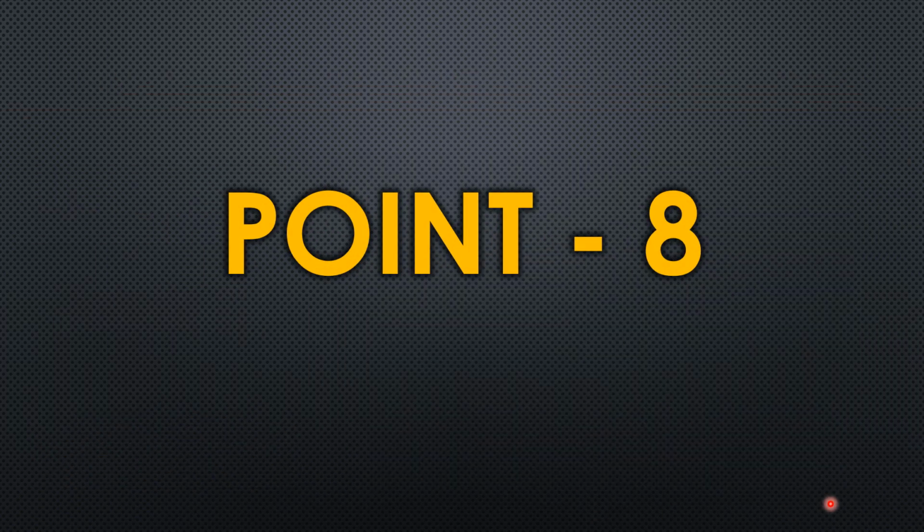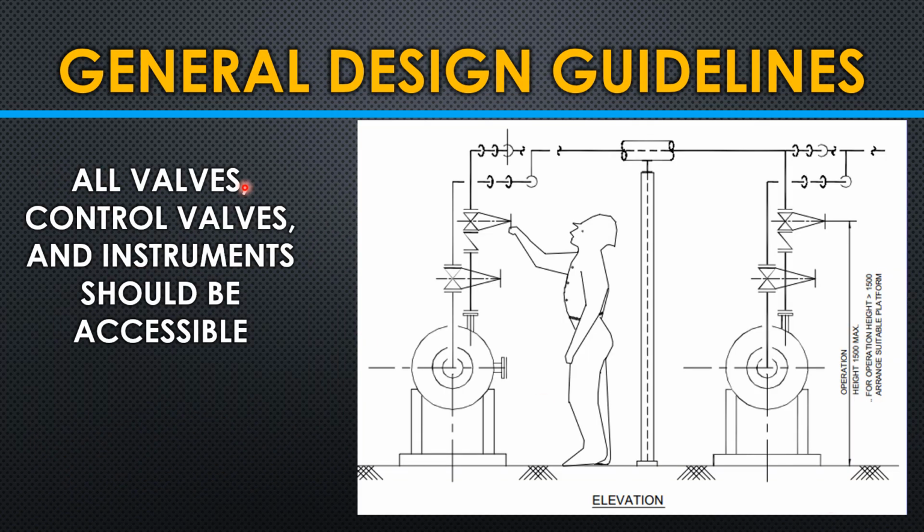Point number 8 is all valves, control valves and instruments should be accessible. It's pretty much clear that in any piping layout, you need to provide accessibility for all the valves and instruments to be operated, because these are critical items. If you don't provide access, then it will hinder the operation itself. So it's really important to understand the requirements and accordingly provide enough accessibility to all these valves, instruments and control valves.